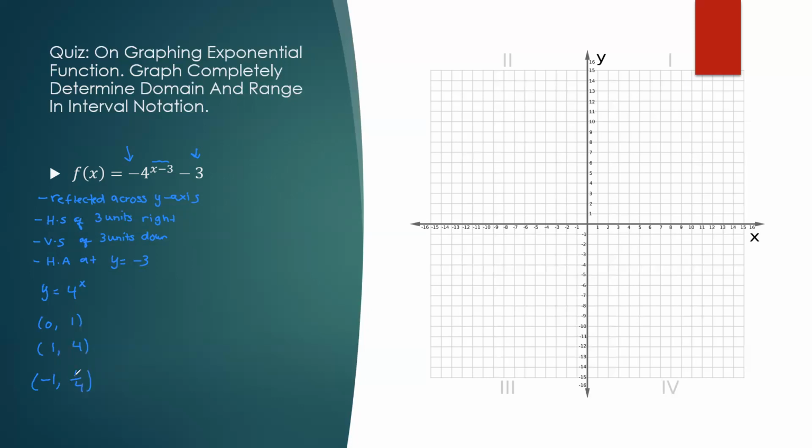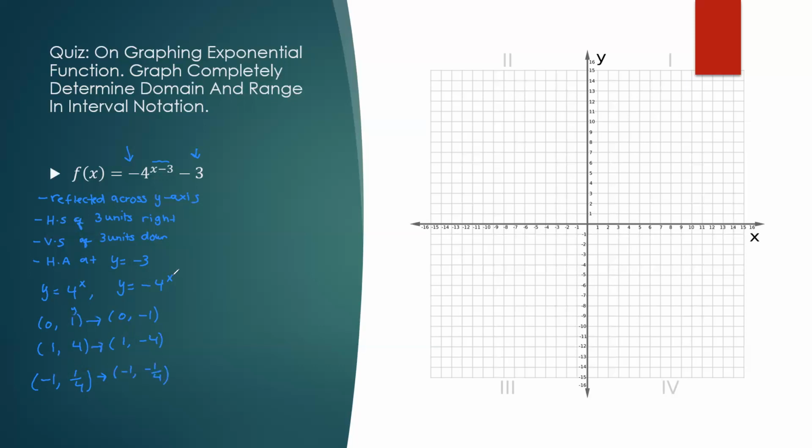Then I'm just going to do the add-ons. The next one is with the minus in front of the 4, so y equals -4^x. If you have a minus in front of the base, you just multiply the y coordinate by that number. So (0, 1) will now be (0, -1). I'm just multiplying the y value by -1. (1, 4) would be (1, -4), and (-1, 1/4) will be (-1, -1/4).